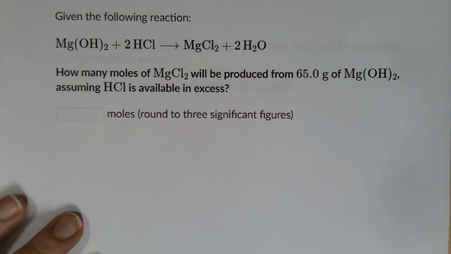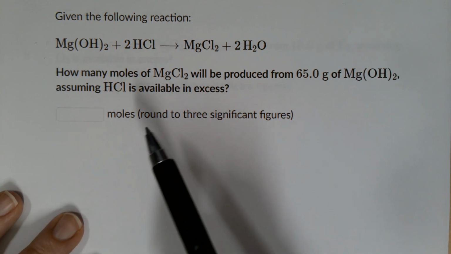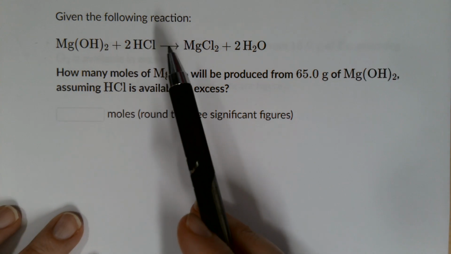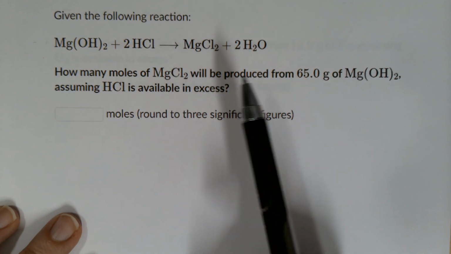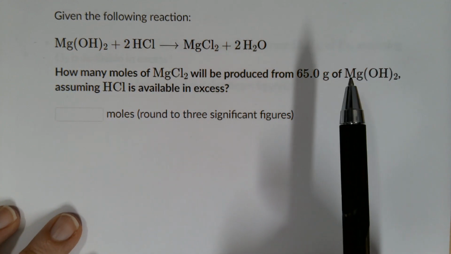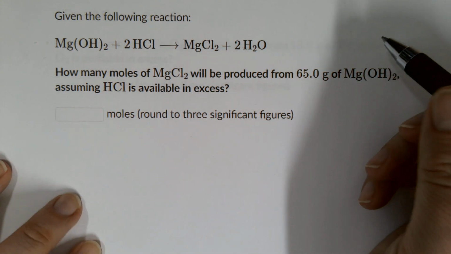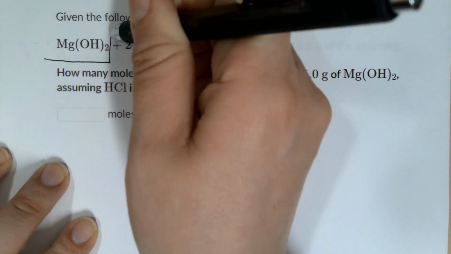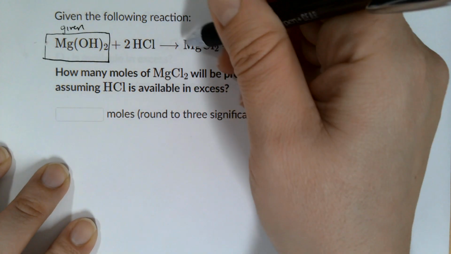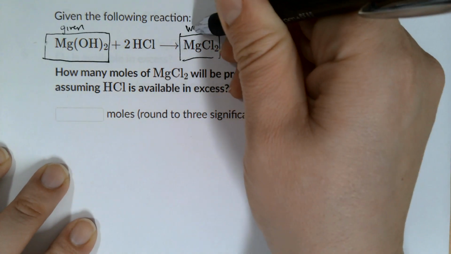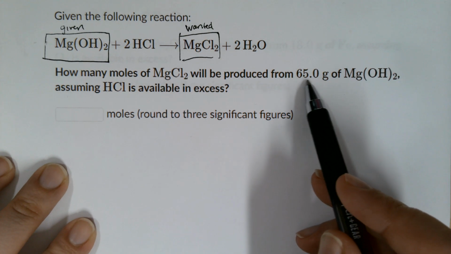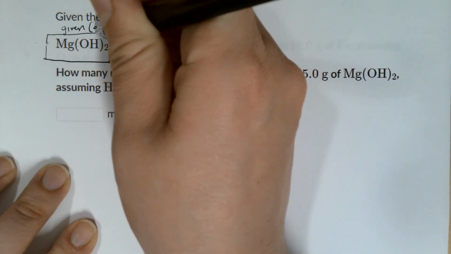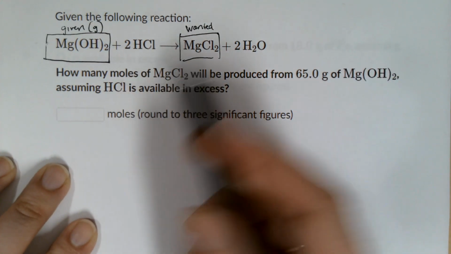So given the following reaction, magnesium hydroxide plus hydrochloric acid yields magnesium chloride and water. How many moles of MgCl2 will be produced from 65 grams of Mg(OH)2? So this is what we're given, and we want to find this, how many moles of this. This is our wanted quantity. We're starting with grams, and we want to find how many moles.